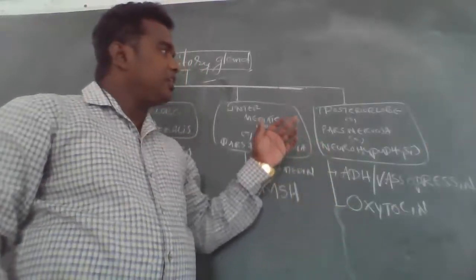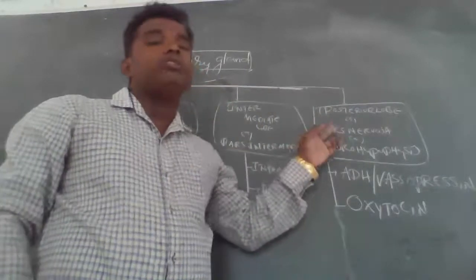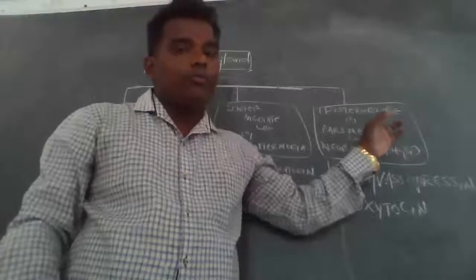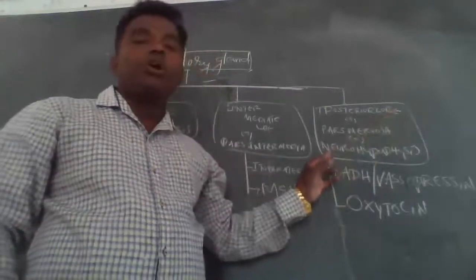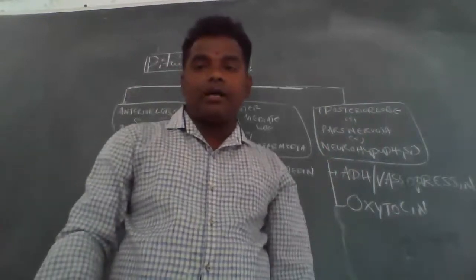Thank you, Sushmita. Thank you very much. You must know the pronunciation: pars nervosa, or posterior lobe. Okay, it is also called neurohypophysis. Okay, Bushra, you can tell me, loudly.